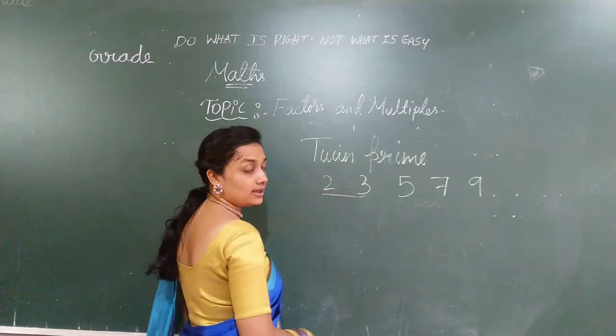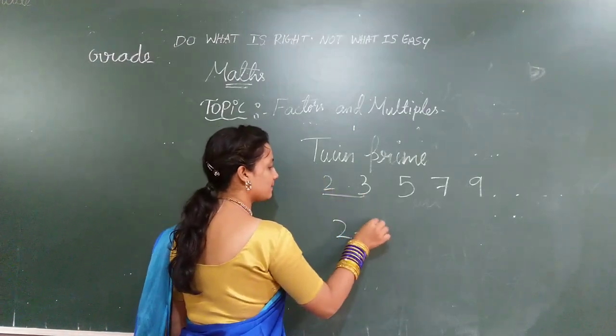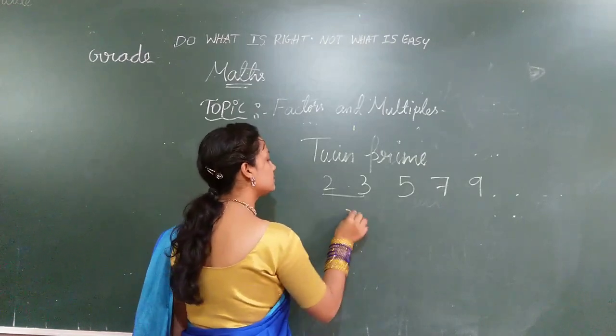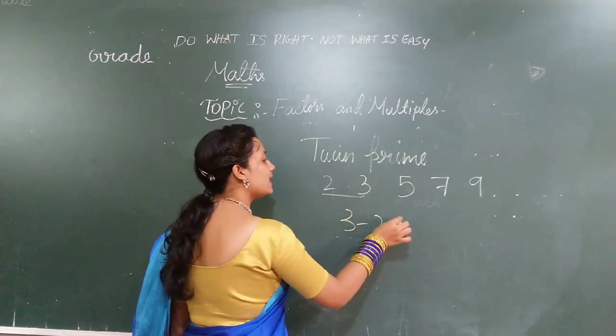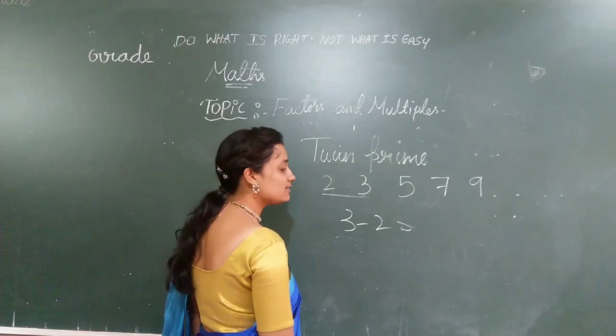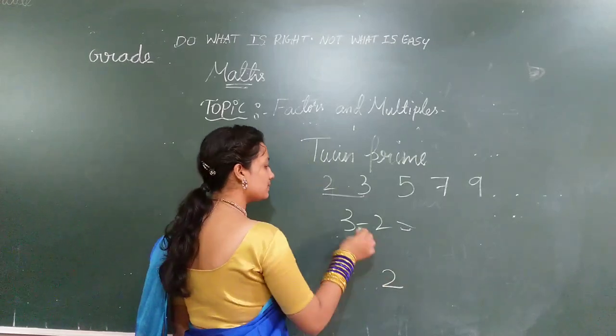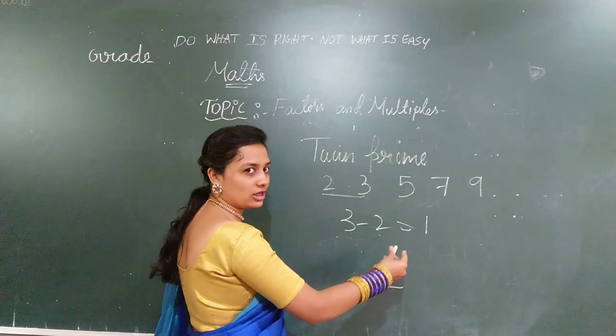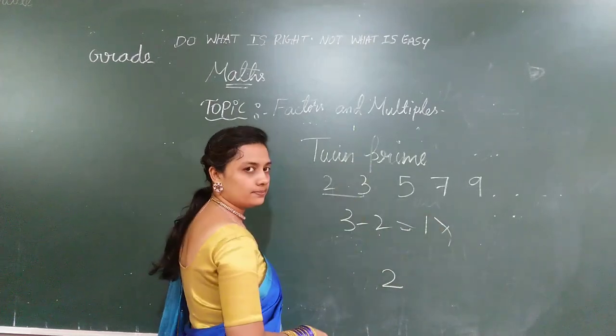Any 2 numbers you take, you subtract them. Means you should always subtract the bigger number by the smaller number. The answer you get should always be 2. But here you don't get 2. You get 1. So this is not a twin prime.